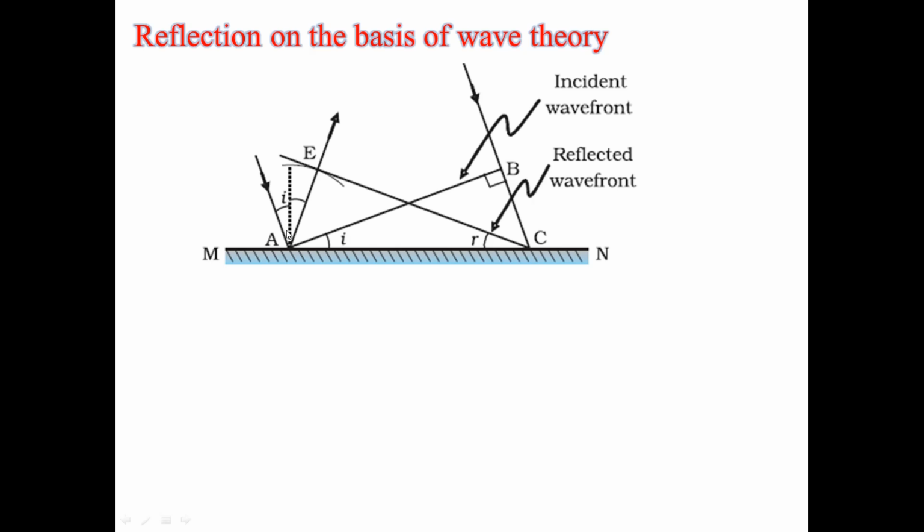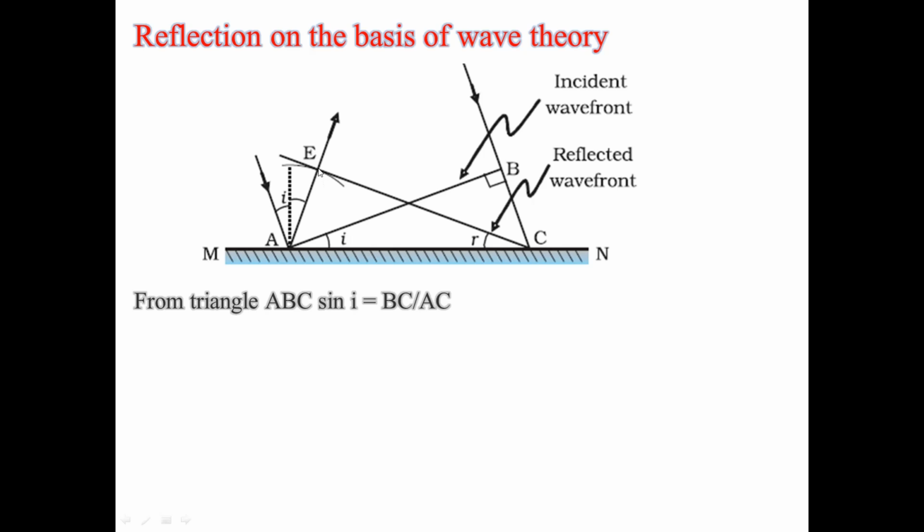The angle between incident ray and the normal is the angle of incidence i. So the angle between incident wavefront and the surface is i. So let us consider the triangle ABC. It is a right angled triangle. Let us find sin i, which is equal to opposite side BC by hypotenuse AC.